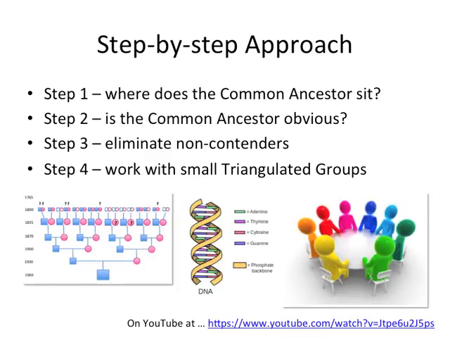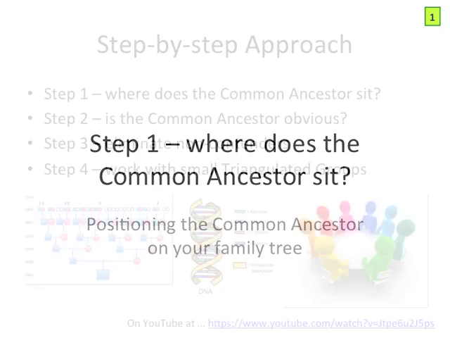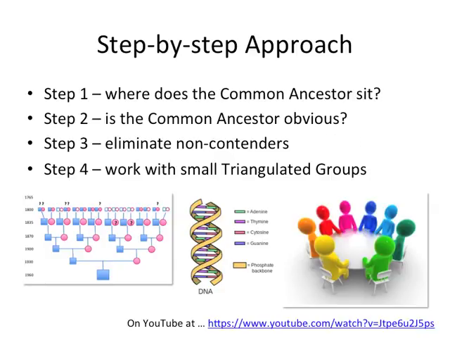I use a step-by-step approach to your autosomal DNA matches. So you get a list of matches, and me and my dad, we have about 600 matches each. And really, you're just interested in the top 10% because they are going to be the closest ones. And I follow this step-by-step approach. The first step is, where does the common ancestor sit in the family tree, based on the amount of DNA that they share? Second step, is the common ancestor obvious? Third step, eliminate non-contenders. And the fourth step is to work with small triangulated groups. And I'll explain what that term means in due course. But it uses a mixture of genealogy, DNA, and collaboration with other people.